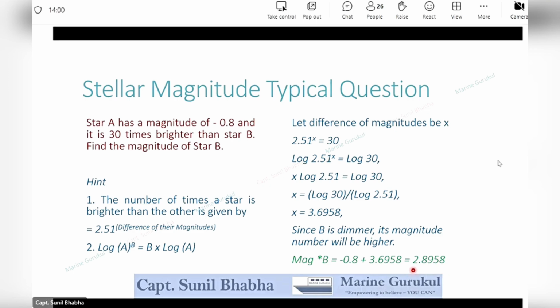So you can see now star B magnitude is 2.8958, star A magnitude is minus 0.8. The difference between both of them is 3.6958, and if you use that difference in this equation, 2.51 raised to the power of this difference, it will give you the value of 30. So this is how the question is solved.